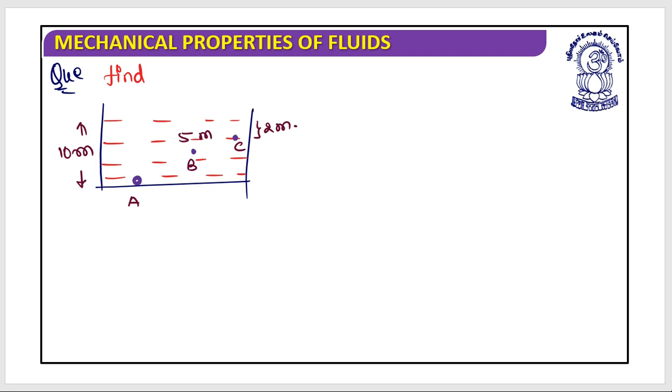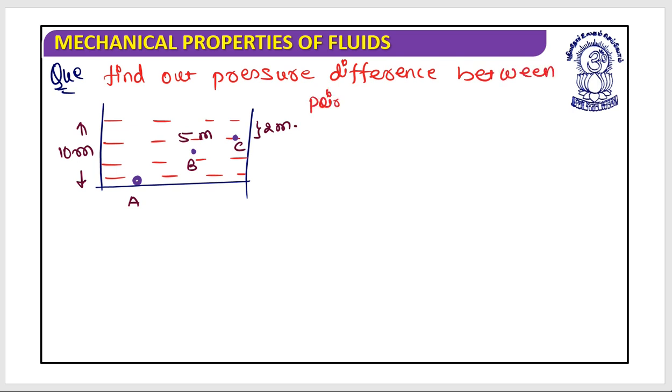Find out the pressure difference between points A and C, and A and B. The density of the fluid is 1000 kg per meter cube.